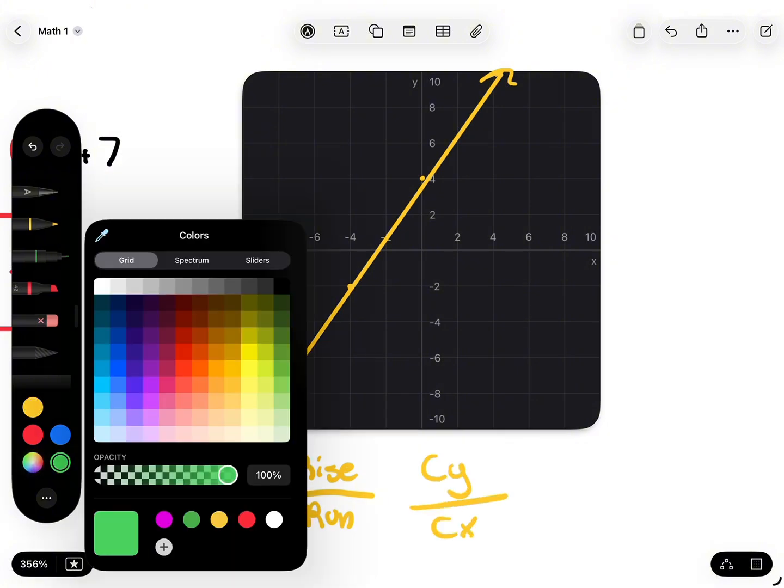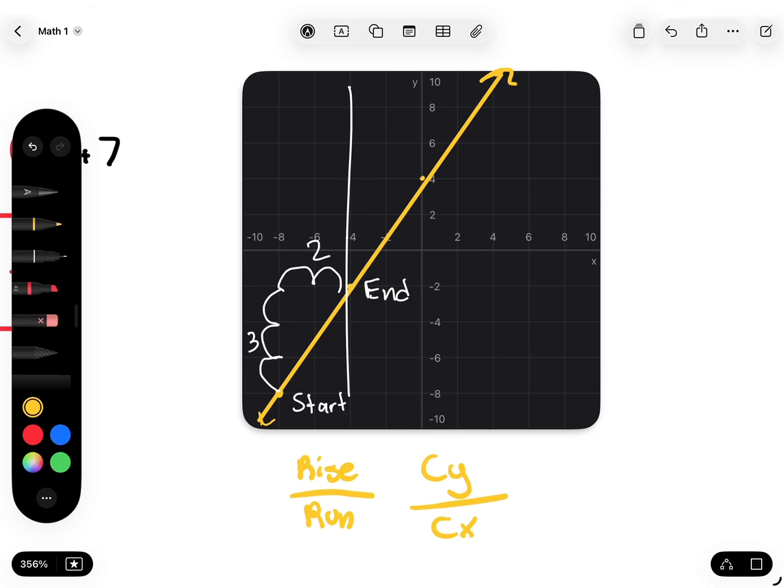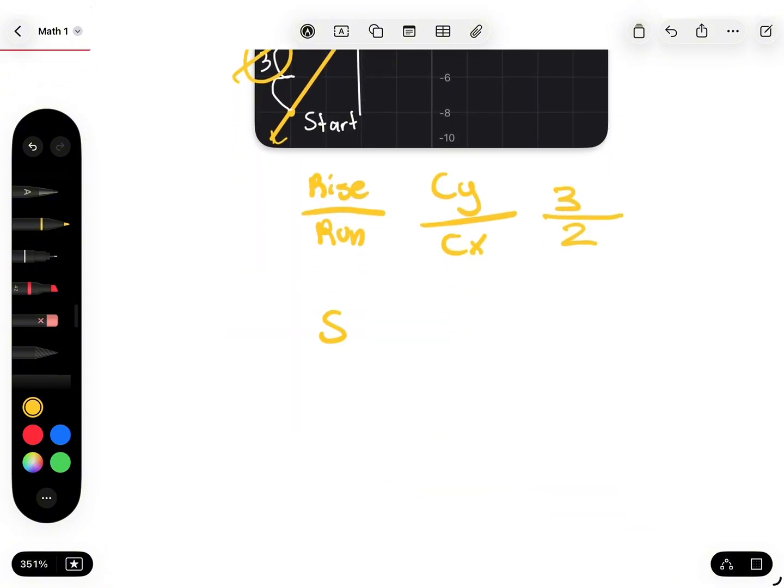And we would find these numbers by doing our hops method, where we identify a start. I'll do down here. And our end, I'll also do down here. And we would hop up until we reach this line. 1, 2, 3. 3 hops. And we would hop until we reach this line. 1, 2. So our change in y is 3. That's right here. And our change in x is 2. That's right here. This means that our slope is 3/2.